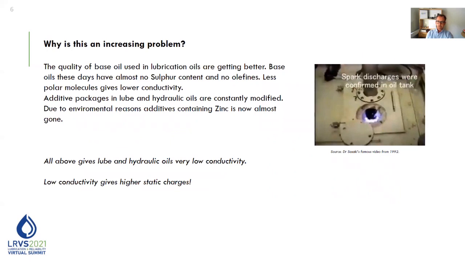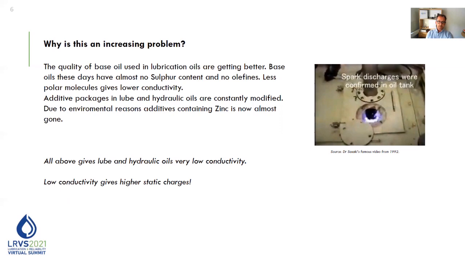The quality of the base oils is getting better all the time. Basically, the clients are in demand for longer life lube oils. And when the base oils are getting better, the sulfur content in the base oils is almost gone, and there are no olefins in the base oils. And that gives less polar molecules in the base oils, which gives lower conductivity.